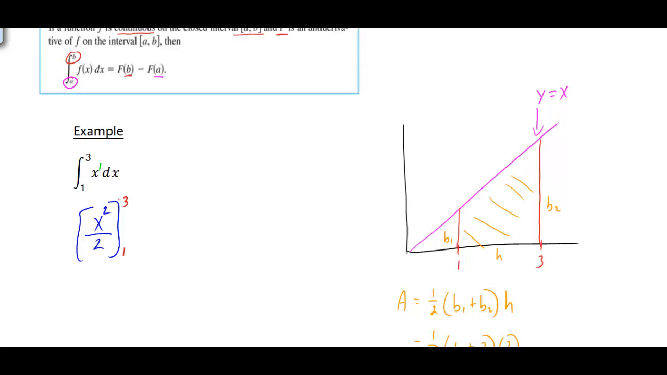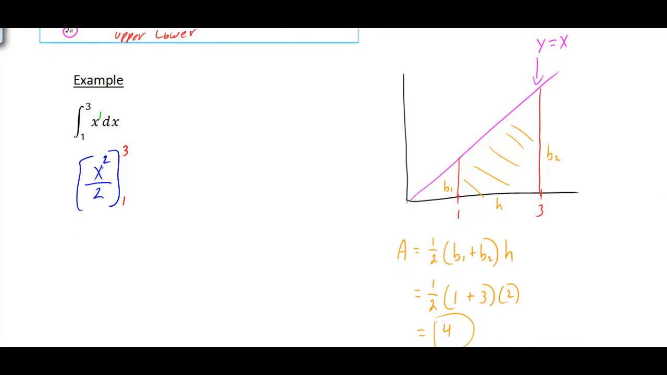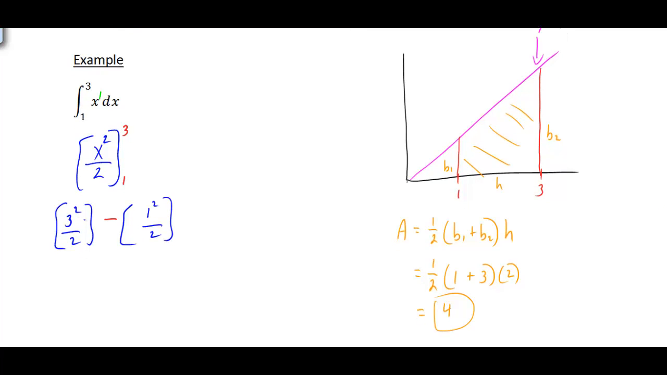Okay, now keep in mind it's the upper limit, the F of b here. This is your upper limit minus the lower limit. So we're going to take the 3 and substitute that in for x. So we would have 3 squared over 2. And be careful, it's always that minus the lower limit. So plug 1 in, we would have 1 squared over 2. And by doing so, we would end up with 3 squared, which is 9 halves, minus 1 squared is 1, so that would be 1 over 2. 9 halves minus 1 half would be 8 halves, which equals 4.